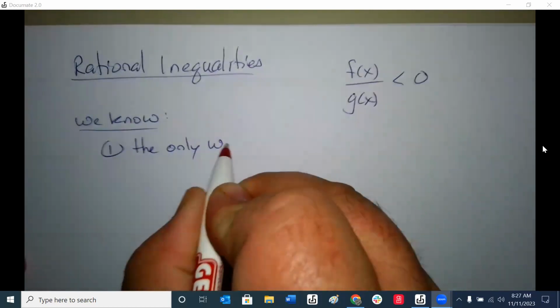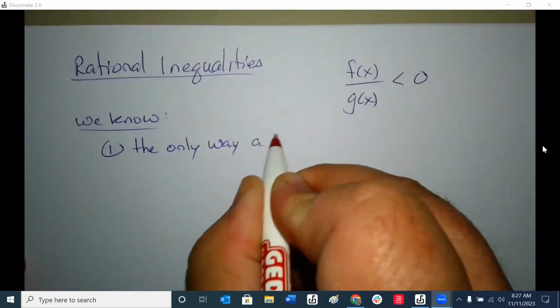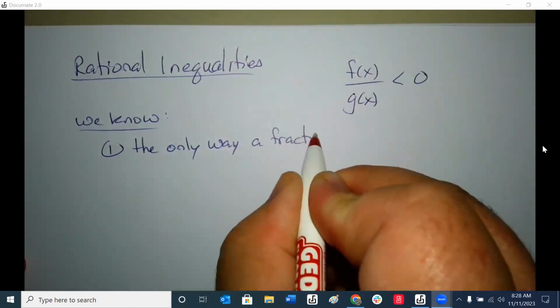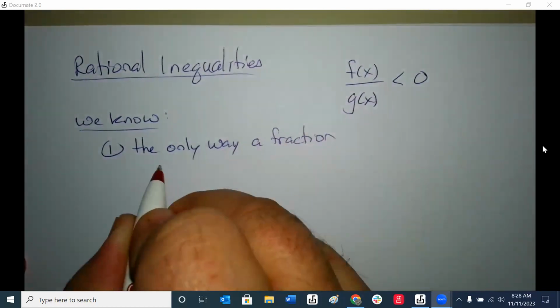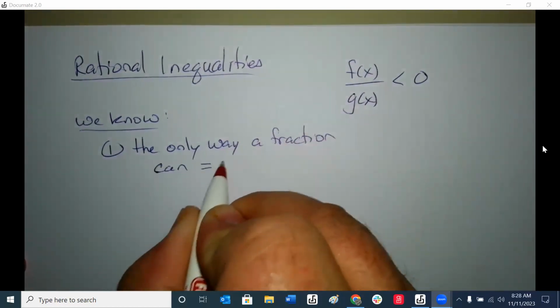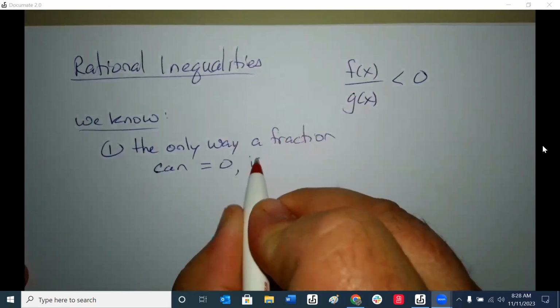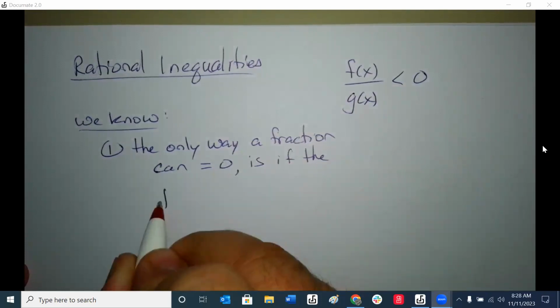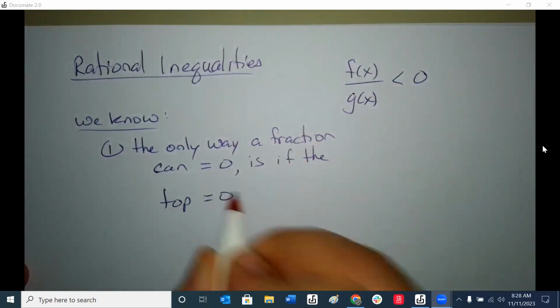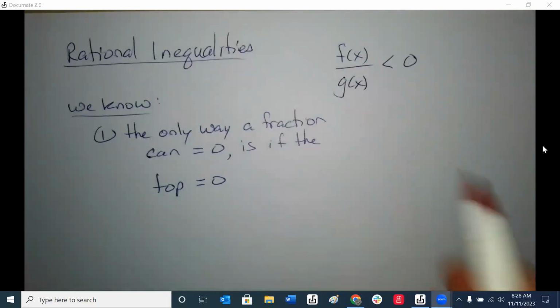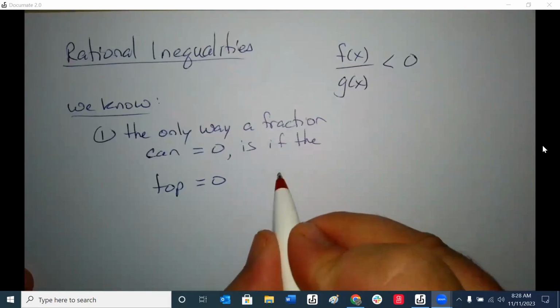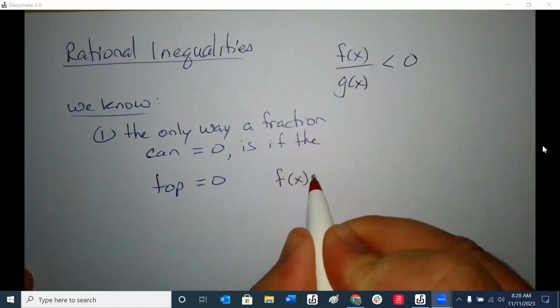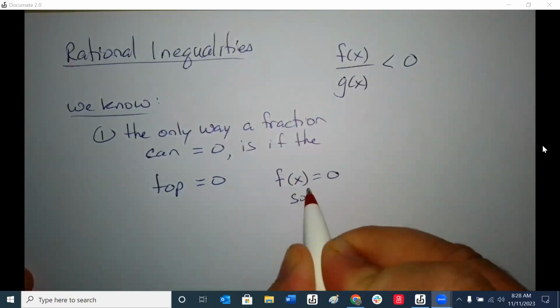the only way a fraction can equal 0 is if the top, or the numerator, is equal to 0. In other words, we set f of x equal to 0 and solve.